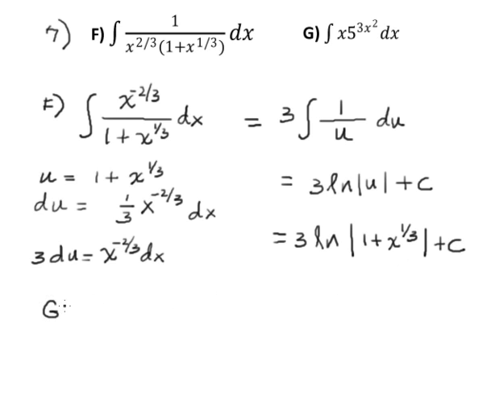All right, so let's go on to g. Well, g has the derivative of an inner function sitting on the outside. The derivative of 3x squared is 6x, so we have that here without the 6. Okay, so let's do our substitution. Let's say u equal to 3x squared. So du is 6x dx, and then solve for what we have. We have an x dx in the integral, so that's 1/6 du.